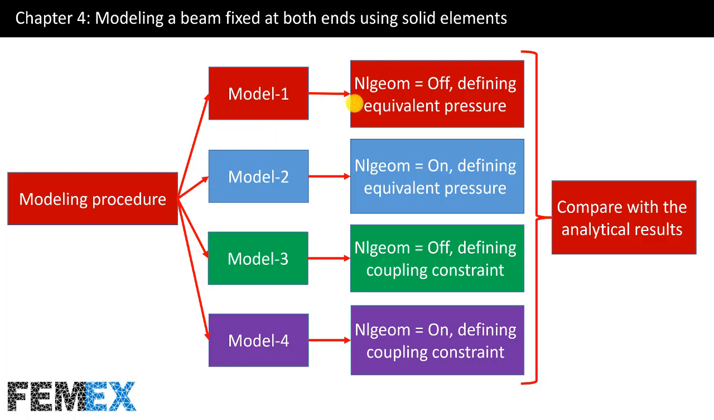In model 1, NLGEOM is set to off, and I will define equivalent pressure instead of defining concentrated force. In model 2, NLGEOM is set to on, and I will define equivalent pressure again. In model 3, NLGEOM is set to off, and I will define coupling constraint for applying concentrated force to the solid elements. And in model 4, I will set NLGEOM to on, and I will define coupling constraint again. And finally, I will compare the results of the 4 models.